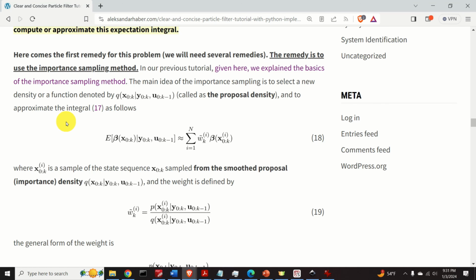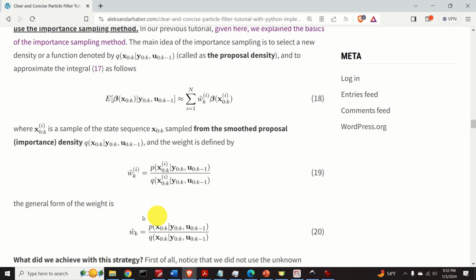What did we achieve with this strategy? First of all, from here you can notice that we did not use the unknown smoothed posterior distribution to generate the state sequence samples. We generated the state sequence samples from the smoothed proposal distribution with the density denoted by Q. We can generate these samples since we have complete freedom to select the proposal density. So one part of the issue is resolved. However, the unknown smoothed posterior is used to compute the weights, and you can see this from this equation and from this equation. And that's the issue.